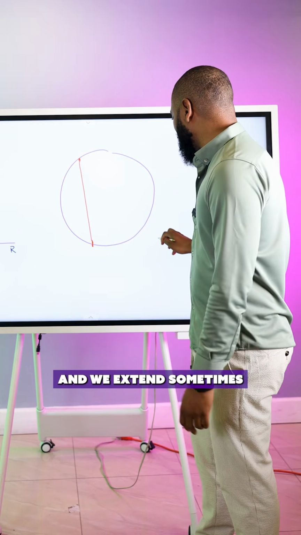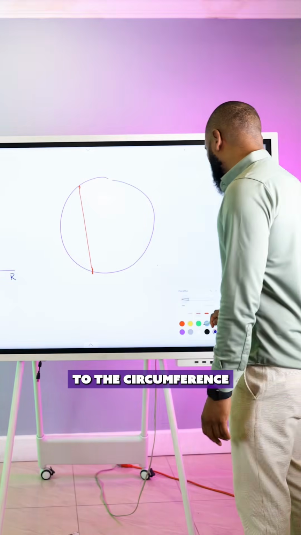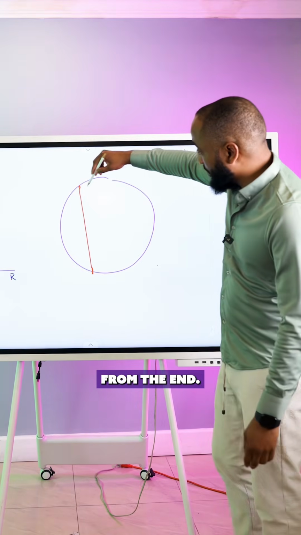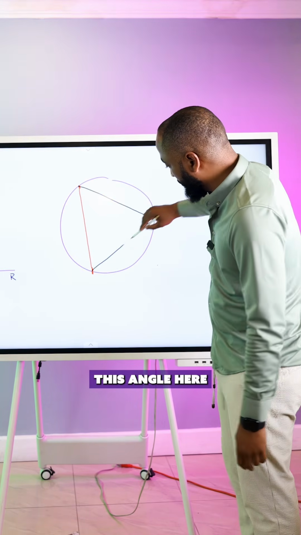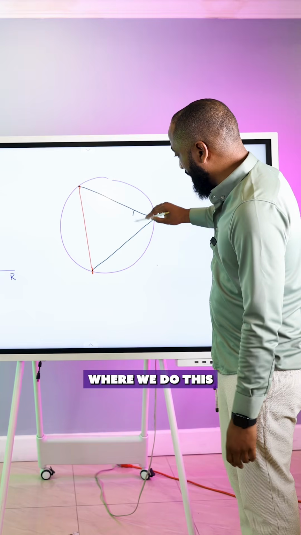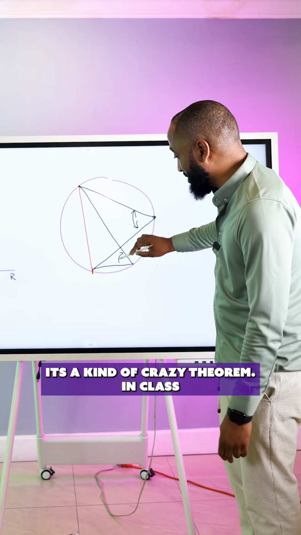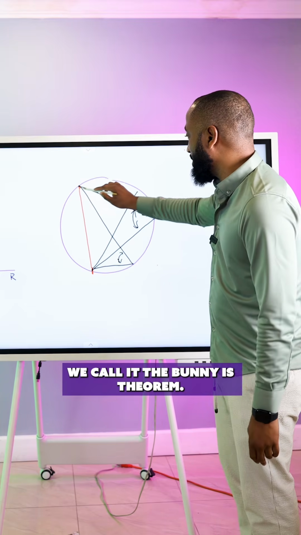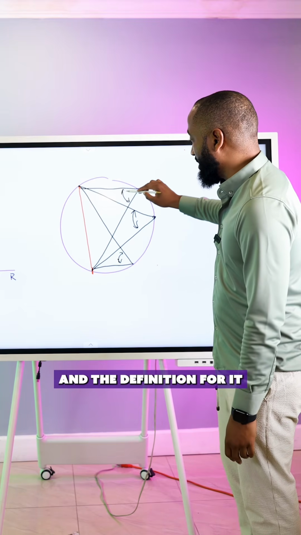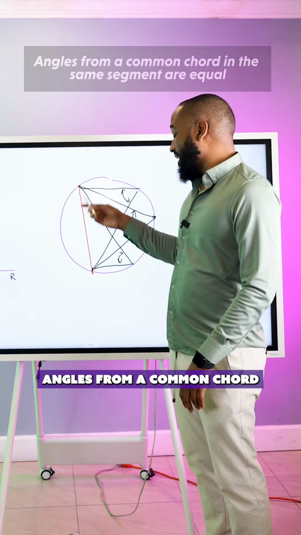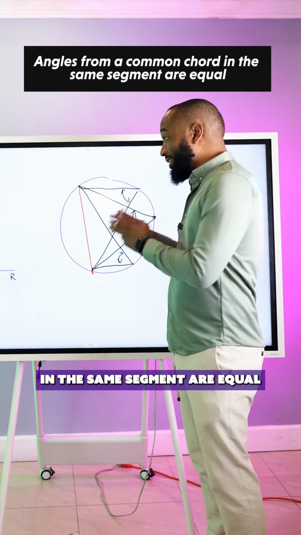And we extend, sometimes we use the word subtend, to the circumference from the end. This angle here, it doesn't matter where we do this. The angle will always be the same. It's a kind of crazy theorem. In class, we call it the Bonnier-Ayres theorem. The definition for it is that the angles from a common chord in the same segment are equal.